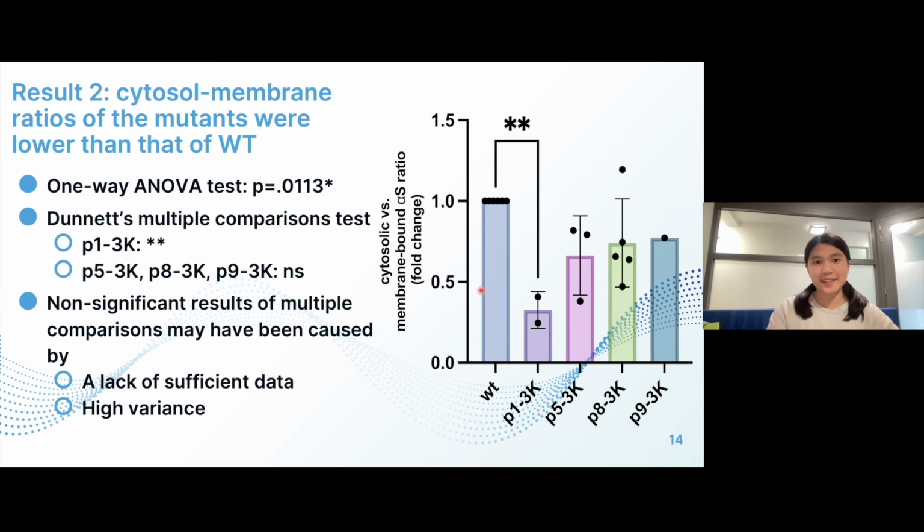So after analyzing, I found that the cytosol-membrane ratios of the mutants were lower than that of wild type, as you can see in the bar chart right here. The one-way ANOVA test yielded a p-value of 0.0113, which is 1 degree of significance. The Dunnett's multiple comparisons test showed 2 degrees of significance for P13K compared to wild type, and non-significance for P53K, P83K, and P93K compared to wild type, possibly due to the lack of sufficient data or the high variance.